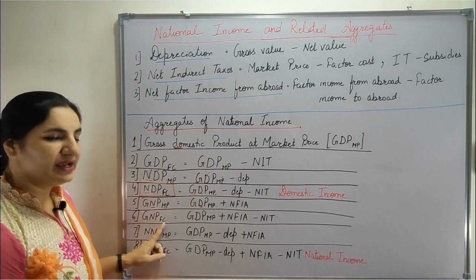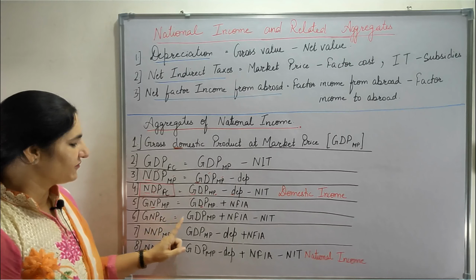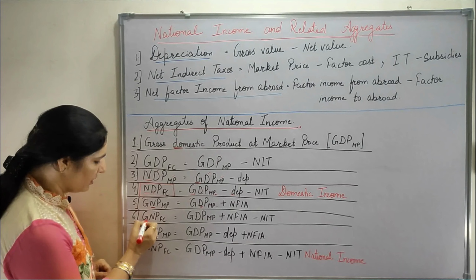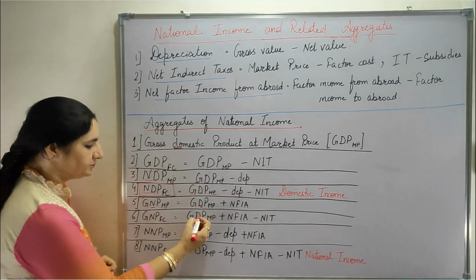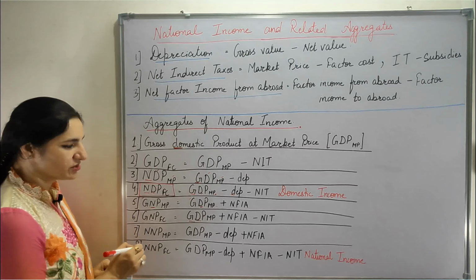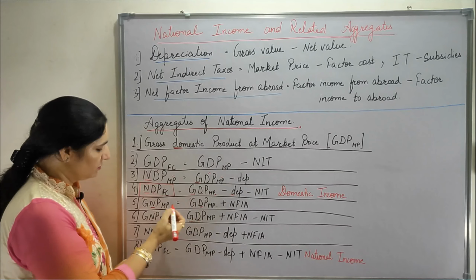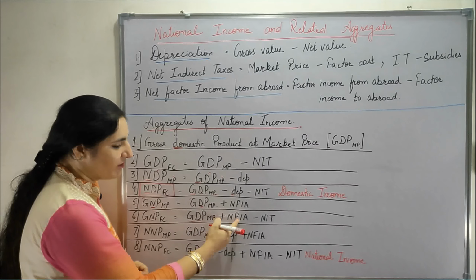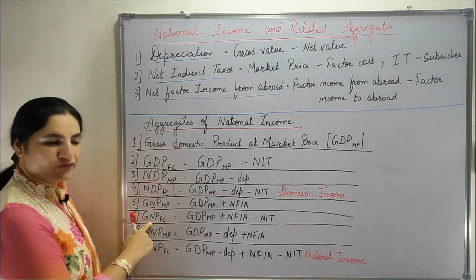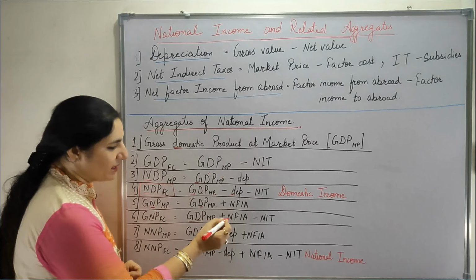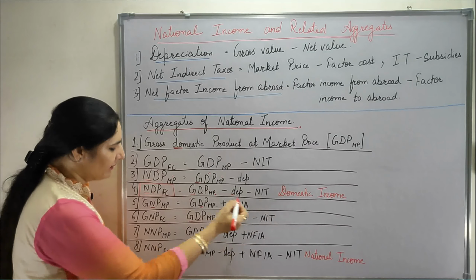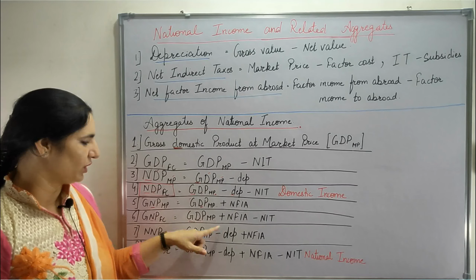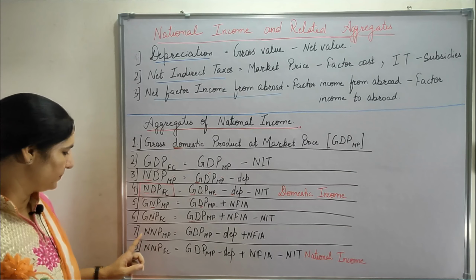Next aggregate is GNP at FC. To arrive at GNP at FC from GDP at MP, we need to again check all the aggregates. Here gross and gross both are equivalent. This is domestic and this is national. We will add NFIA to GDP at MP to arrive at national. That is, in domestic we have added NFIA and now these both will become equivalent. In market price, we need to subtract NIT, that is net indirect taxes, to arrive at factor cost. So we have prepared this formula to make both the sides equal.